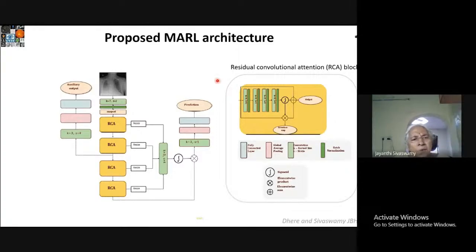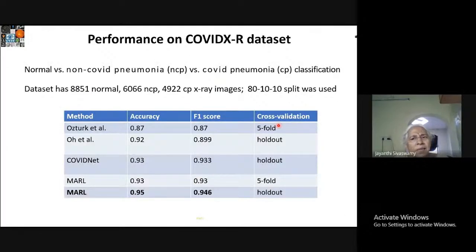So when you look at our own network, which is the MARL network, we did cross-validation, both the holdout method as well as the 5-fold cross-validation method. And we can see that our method in holdout mode performs the best, both in terms of F1 score and accuracy. And that's because, if I go back, we are doing multi-scale attention, and that is coming from here. There is an attention map here, and this is the multi-scale attention that we implement.